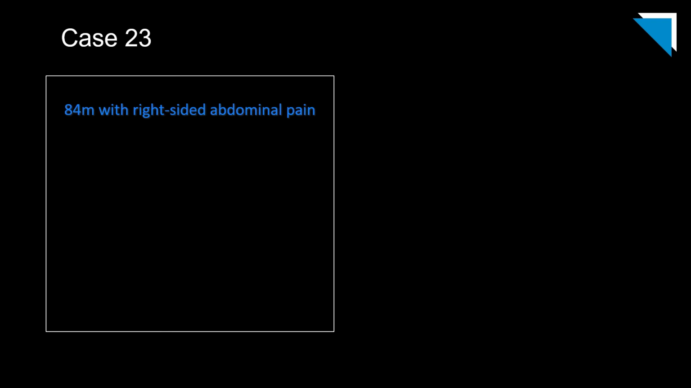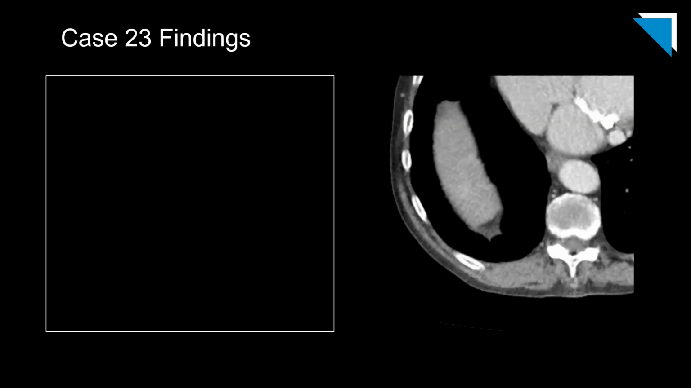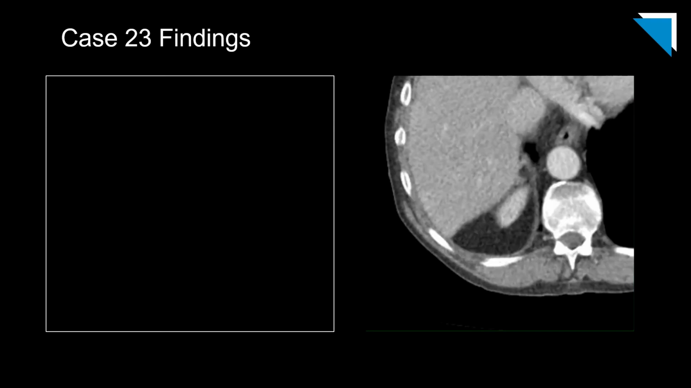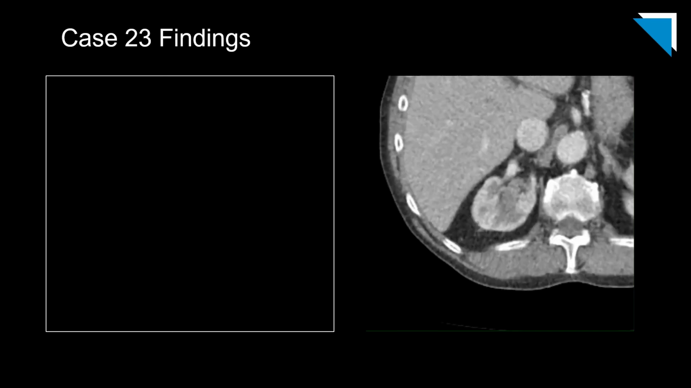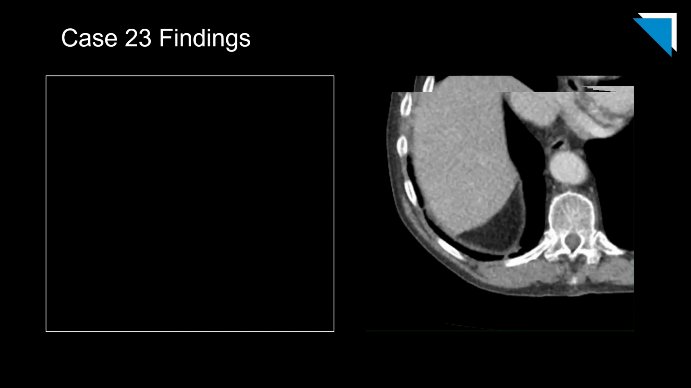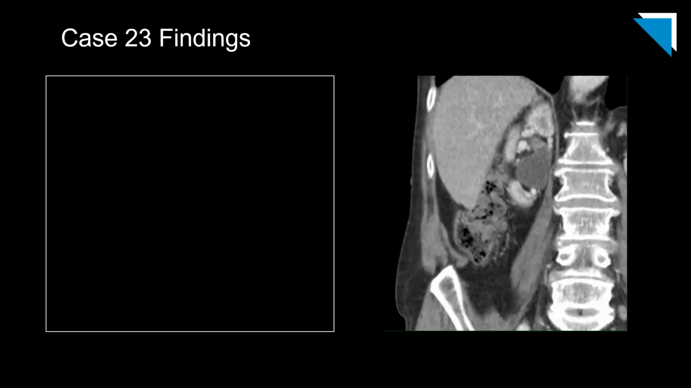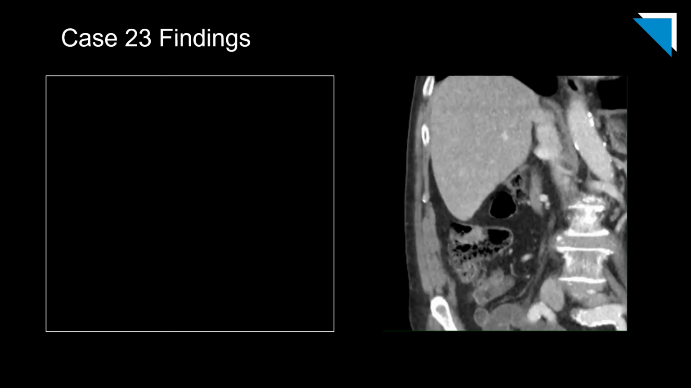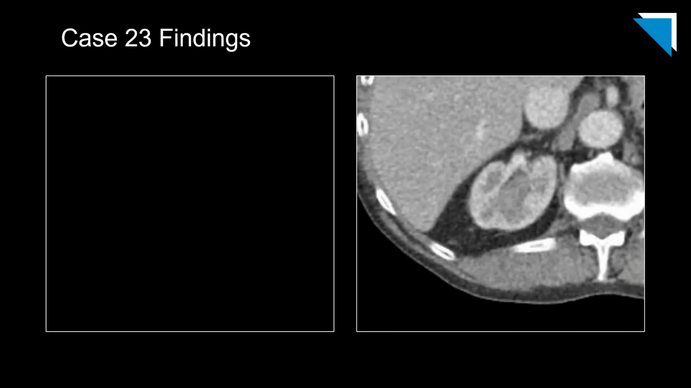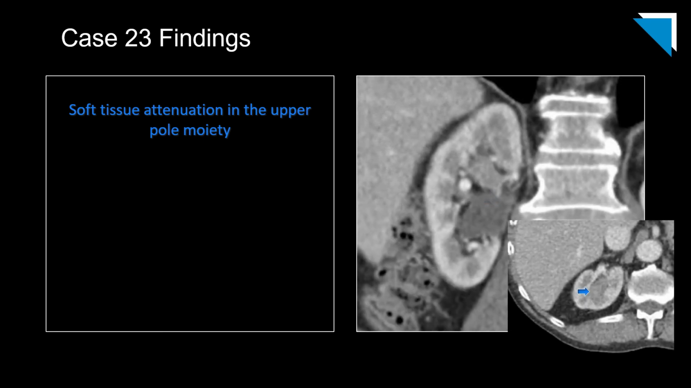This next case is an 84-year-old man with right-sided abdominal pain. As we scroll through the axial images from this contrast-enhanced CT scan, pay particular attention to the renal collecting system. As we scroll through the coronal images from the same patient, be sure to compare the upper pole moiety to the lower pole moiety. There is prominent soft tissue attenuation in the upper pole moiety of the right renal collecting system. The contrast between the appearance of the upper and lower pole moieties is impressive on this coronal image.